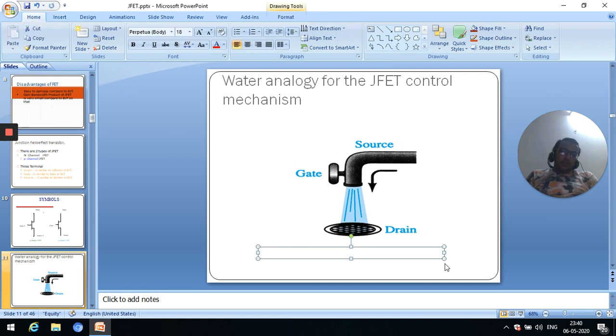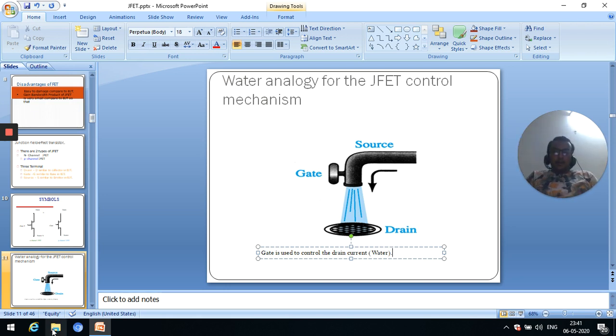It introduces the gate, which is used to control the drain current, the flow of water. So that is the function of the gate. What is the function of the drain? The drain is used to collect the water from the source.